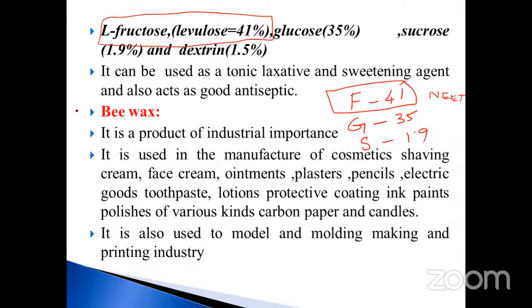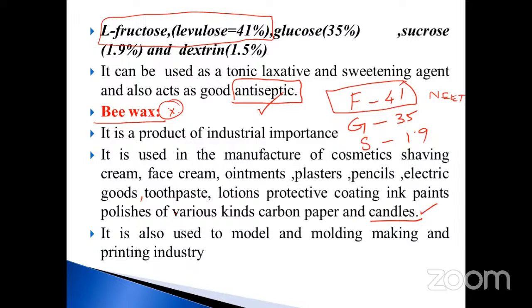Okay. And one more: it can be used as a tonic, laxative, and sweetening agent, and also acts as a good antiseptic. When you apply it on a wound, it acts as an antiseptic agent. Okay, my dear. Don't forget these things also. And the next one is bee wax. Don't forget bee wax. It is a product of industrial importance. Normally, bee wax is used for manufacturing many cosmetics, shaving cream, face cream, ointment, plaster, pencil, electrical goods, toothpaste, lotion, protective coating, ink, paints, polish of various kinds, carbon paper, and candles.